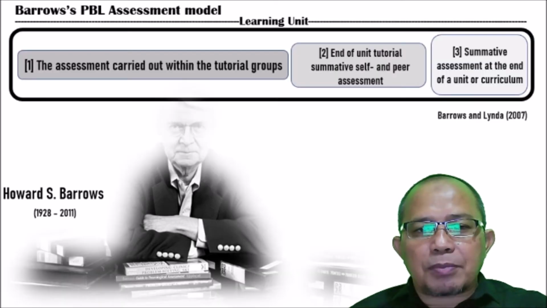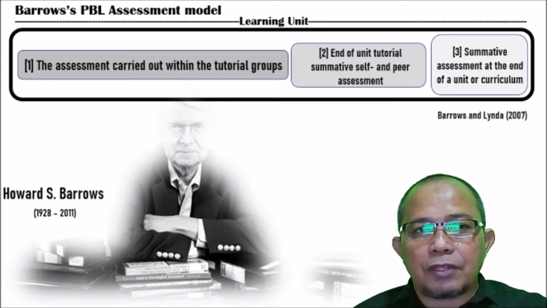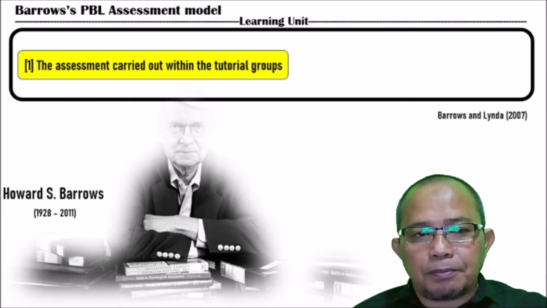Barrows's PBL assessment model consists of three main phases. One, the assessment carried out within the tutorial groups. Two, end of unit tutorial summative self and peer assessment. And three, summative assessment at the end of the unit or curriculum.